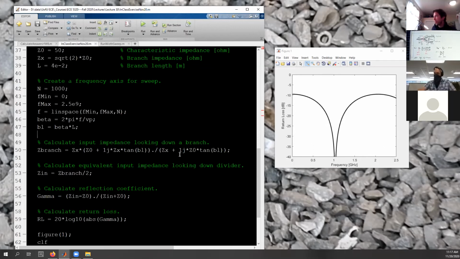But that's pretty much all I had for today. So we designed the quadrature hybrid, and we did a frequency response on a Wilkinson power divider. Both of those will be short little homework problems later next week when I post it.